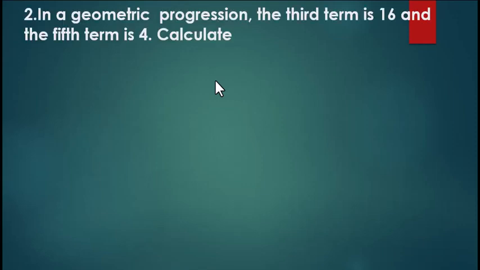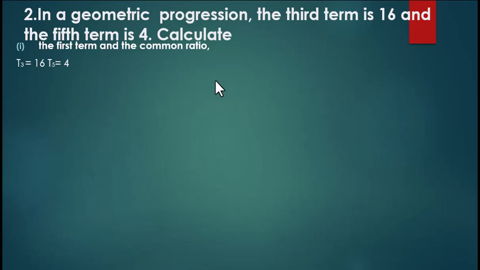Now we move on to the next question. In the geometric progression, the third term is 3 and the fifth term is 16. Calculate the first term and the common ratio. For us to calculate, we need to know certain principles.